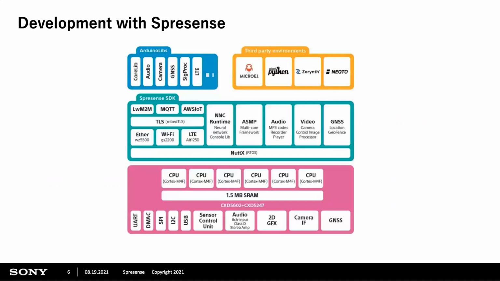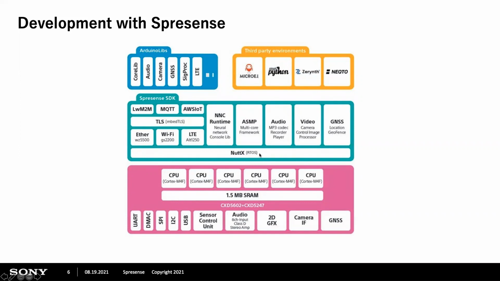So now let's see how you can develop with Spresense. This is showing you the software stack of Spresense. This is showing you the development with Spresense. If you look at the different sections, let's start with the bottom part. Bottom part is the hardware. So you see here that we have the chips and we have all of the hardware in the pink section. And then we go on top, there is a green section. This section is the Spresense SDK. And the Spresense SDK, as you see in this picture, is built on top of NuttX real-time operating system.